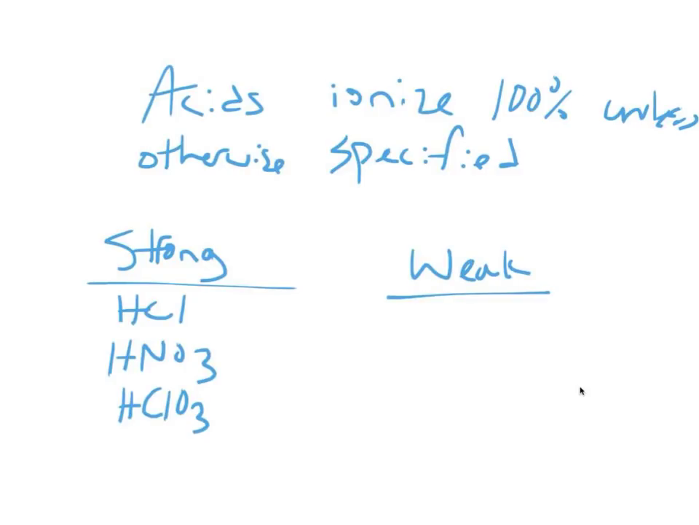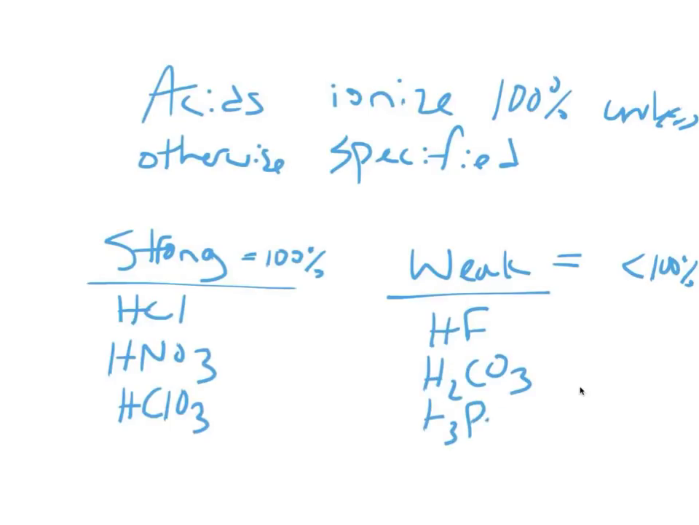Even 90%, you think, oh, 90%, that's an A if this was a test, but it's not a test. 90% is a weak acid. It's strong at 100% or weak at anything less than 100. Weak equals anything less than 100% ionization, and strong equals 100% ionization. So weak acids are like HF, H2CO3, H3PO4. These are weak acids.